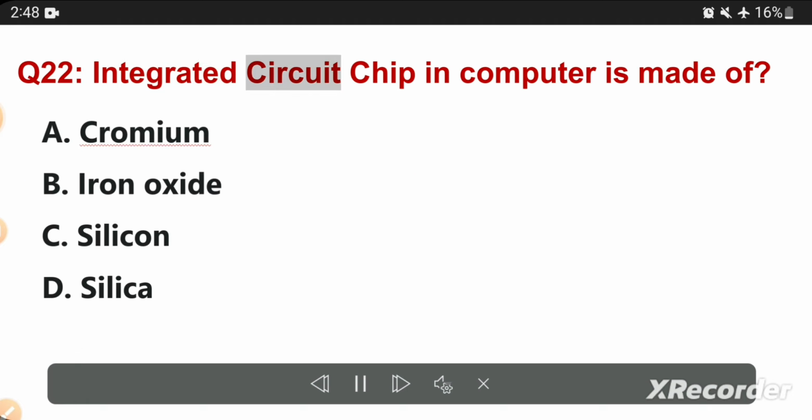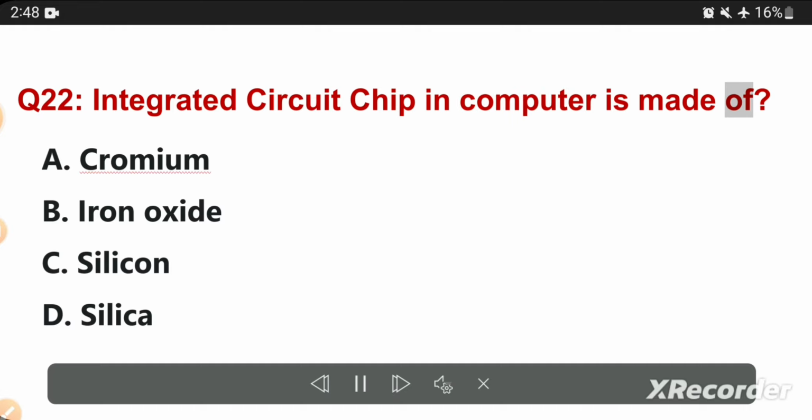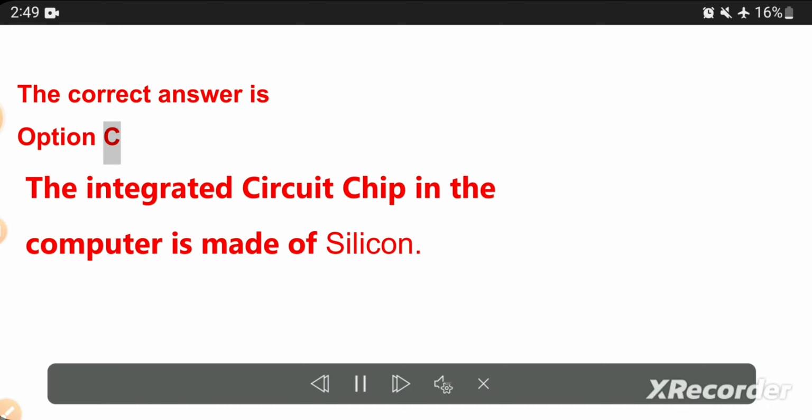Q22. The integrated circuit chip in a computer is made of chromium, iron oxide, silicon, silica. The correct answer is option C. The integrated circuit chip in the computer is made of silicon.